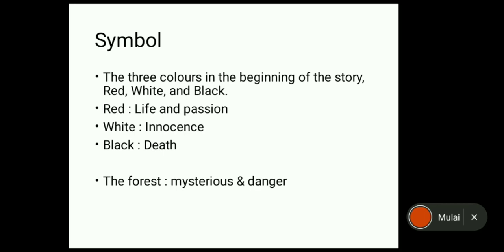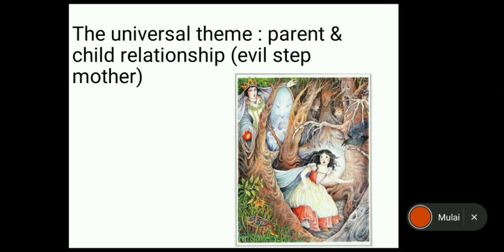The fact that Snow White has such a black hair hints that Snow White is shadowed by death, as indeed she is. And the theme, I think the right one for a universal theme is the parents and child relationship. Well, it tells us about the evil stepmother throughout the story.